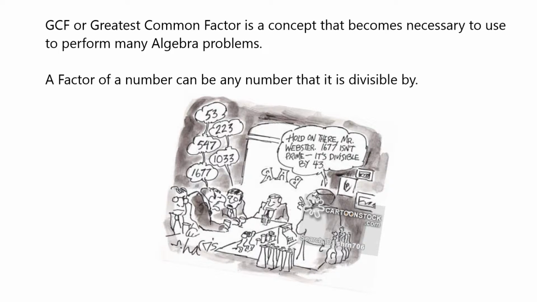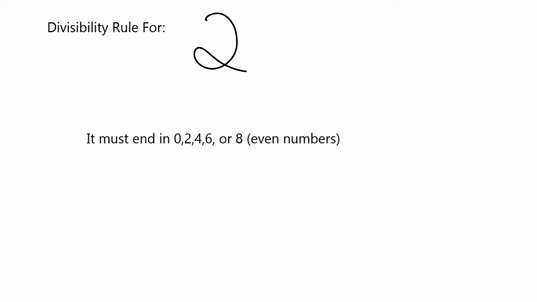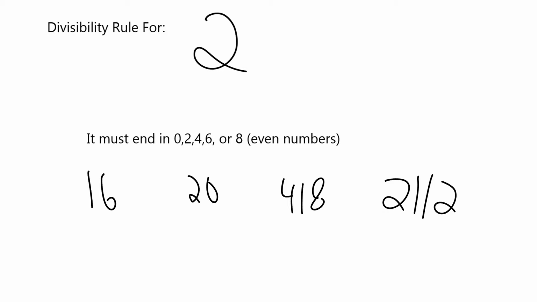To find factors of different numbers, it becomes very useful for us to remember some of our divisibility rules. In order for a number to be divisible by 2, it must be an even number. In other words, it must end in 0, 2, 4, 6, or 8. Some examples of even numbers include 16, 20, 418, 2,112. Because all of these numbers end in an even number, they must all be divisible by 2.